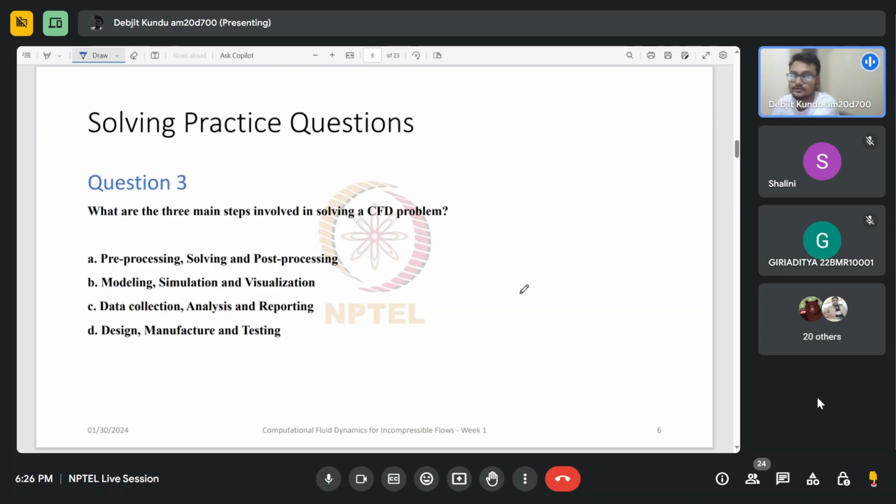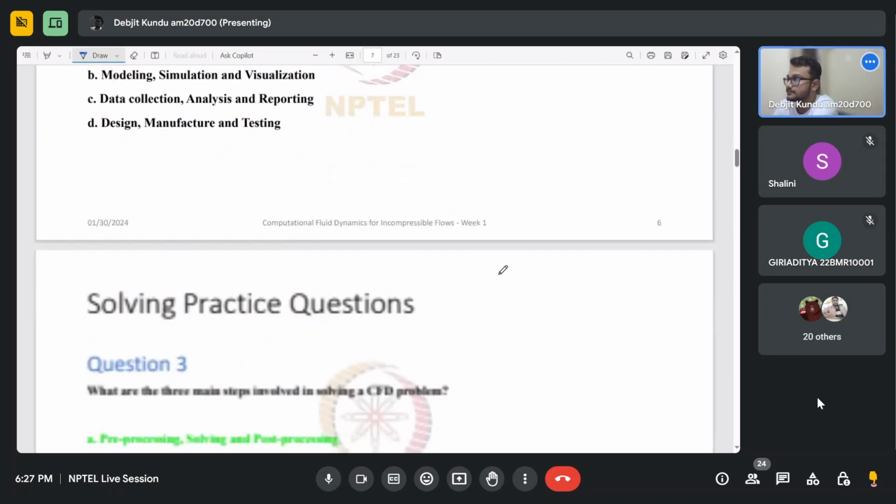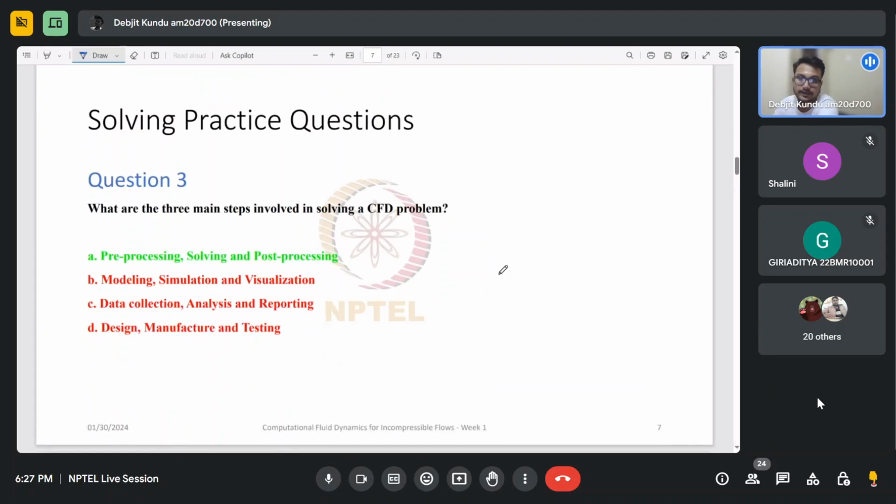Okay, so most of you are saying that it should be option A, pre-processing, solving, and post-processing. Let's have a look at the correct solution. And indeed, everyone is correct. It is pre-processing, solving, and post-processing. These are the three main steps. Let's go through what each of them is.